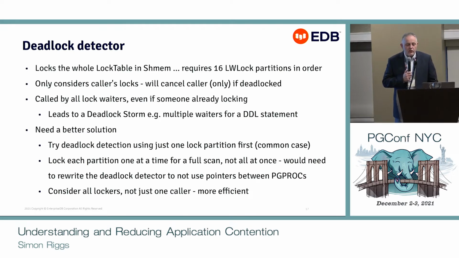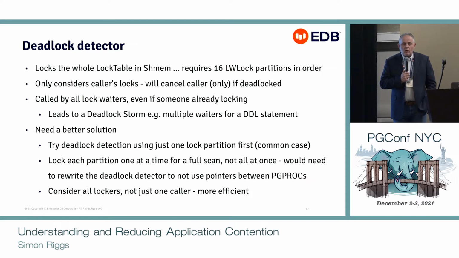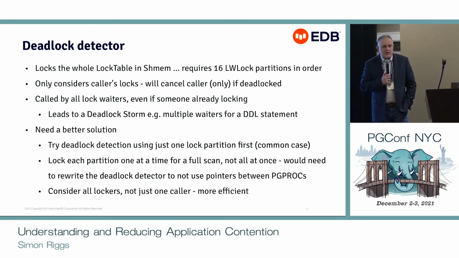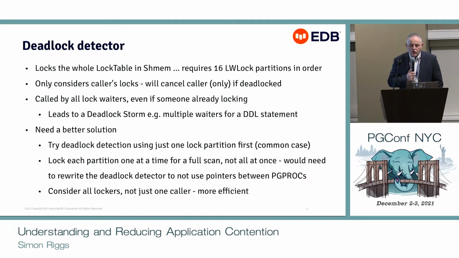Worse than that, every execution of the deadlock detector only looks at the caller's locks. So if there are multiple people with deadlocks in the system, then they won't all get resolved on that one execution. And so you end up with a deadlock storm occurring. So in some situations, you may need to set the deadlock timeout a lot higher. And what you'll see is if you try to execute a DDL statement, then a lot of transactions will pile up behind that DDL statement, and they'll all hit the deadlock detector, and there'll be a deadlock storm behind that. So that's one source of quite a lot of contention. And I had a long list of suggestions for further improvement in the deadlock detector code.